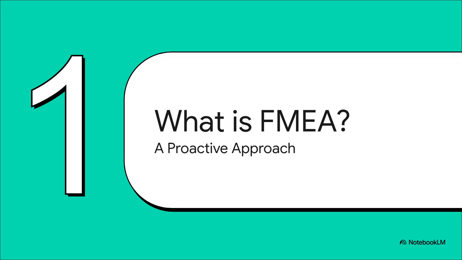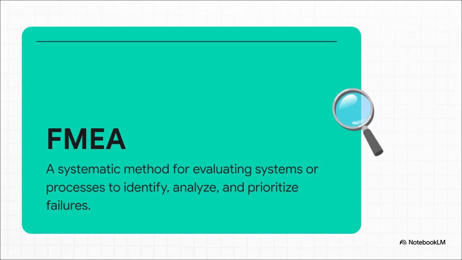If you only remember one thing from this whole explainer, make it this. FMEA is all about being proactive. It's not about reacting to disasters, it's about getting ahead of them. Okay, here's the textbook definition. It sounds a little dry, I know. A systematic method, blah, blah, blah. But the key words here are systematic and prioritize. It's not just guessing what might break. It's a structured, repeatable process that tells you, hey, pay attention to this problem first.